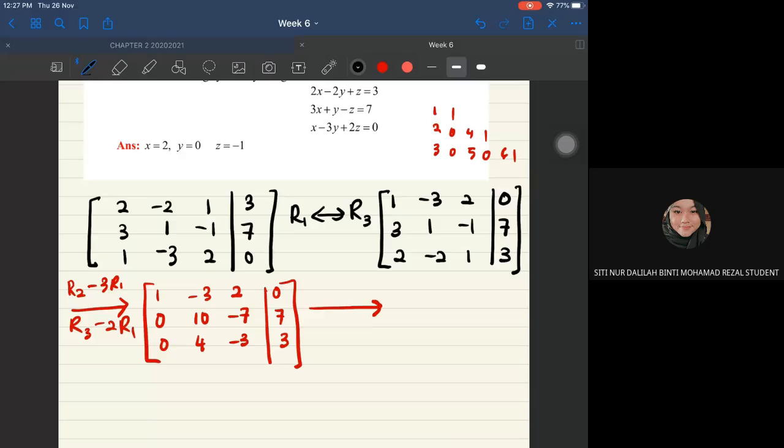So what will be the next operation? We want to make this 10 become 1, so you have to divide by 10. So you will have 1/10 R2. Then you will have 1, -3, 2, 0, 0, 1, -7/10, 7/10, 0, 4, -3, 3.